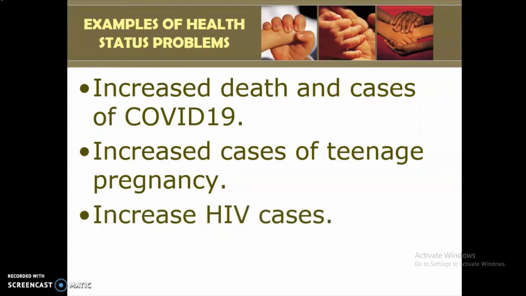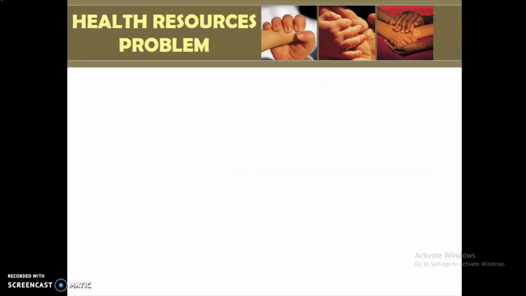Another one is increased HIV cases. So this is still an example of a disease that is affecting now the community as a whole kasi marami na pong naapektuhan. Okay? So those are examples of your health status problem. Again, health status problem is basically an increase or decrease in any vital event such as morbidity or mortality in relation to a particular condition or a disease. Okay? So like for example nga, the increase in COVID-19 numbers or infection is an example of your health status problem.